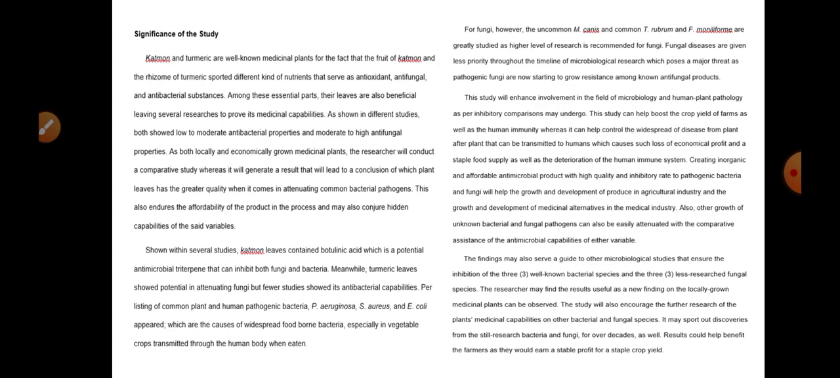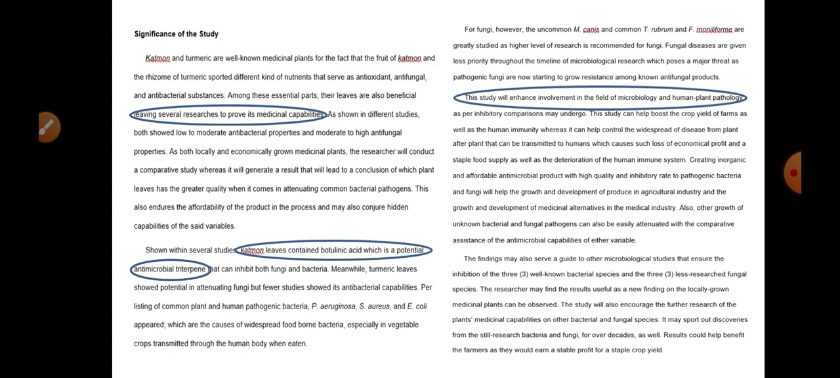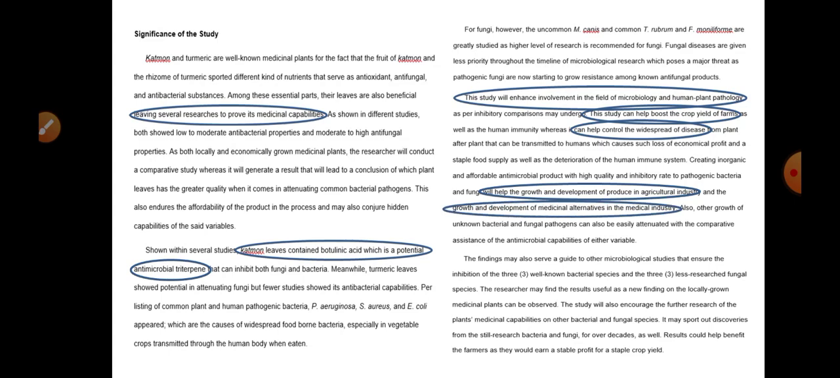So let's try to highlight some phrases in this example. First we have: leaving several researches to prove its medicinal capabilities. Catmon leaves contain betulinic acid, which is a potential antimicrobial triterpene. The study will enhance involvement in the field of microbiology and human pathology. This study can help boost the crop yield of farms as well as help control the widespread of diseases. This study will help the growth and development of produce in the agricultural industry as well as the growth and development of medicinal alternatives in the medical industry. It also states that the findings may serve as a guide to those microbiological studies. And lastly, the study will encourage further research.